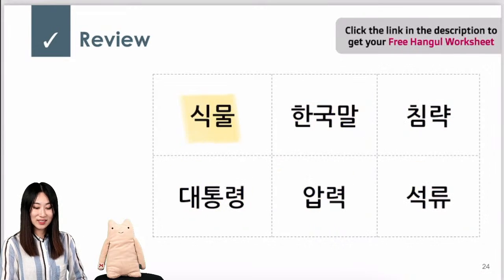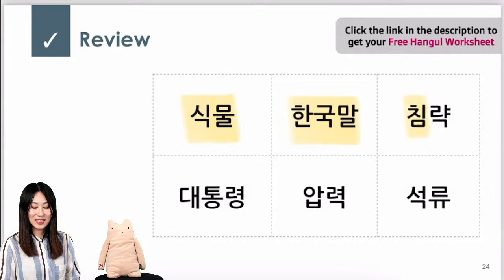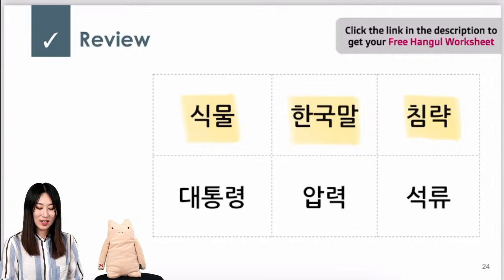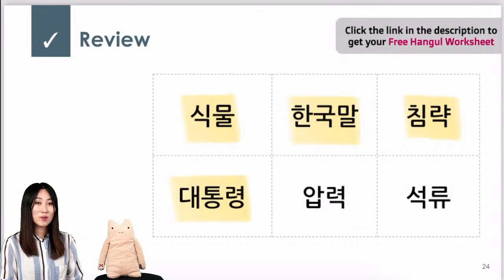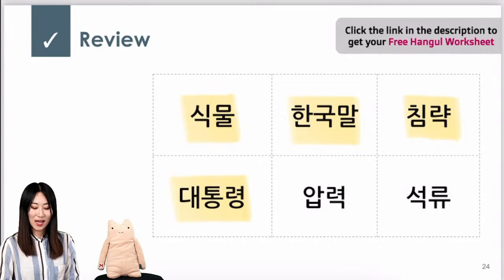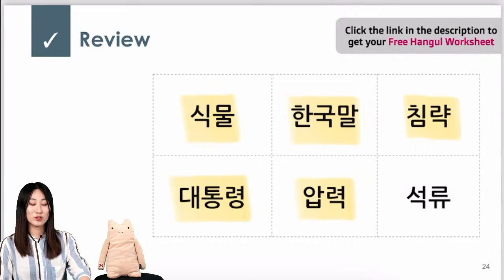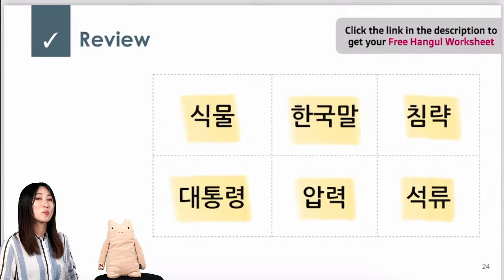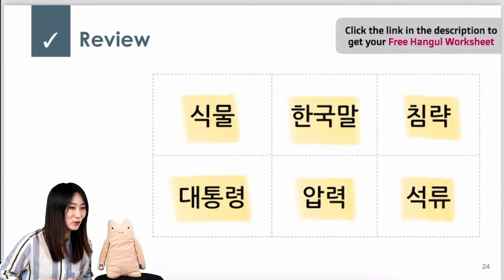식물, plant. 한국말, Korean language. 침략, invasion. 대통령, president of a country. 압력, pressure. 석류, pomegranate. Okay, good?